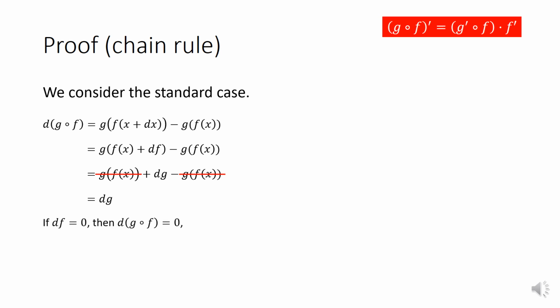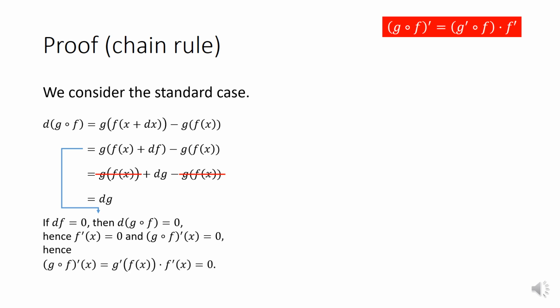If df is equal to 0, then d(g after f) is also equal to 0. This already follows from the second line, since the terms cancel each other out there. When we divide by dx and take the standard parts, we get f prime of x is equal to 0 and (g after f) prime of x is equal to 0, and hence the desired equality.